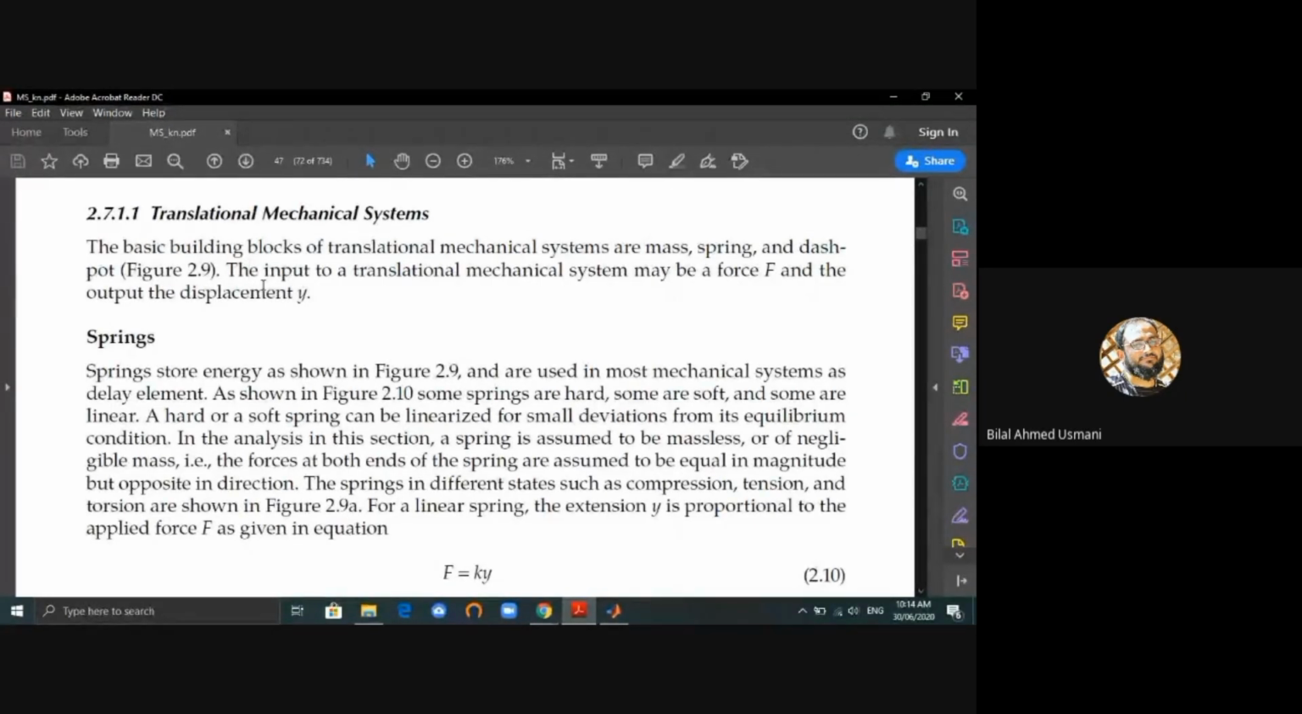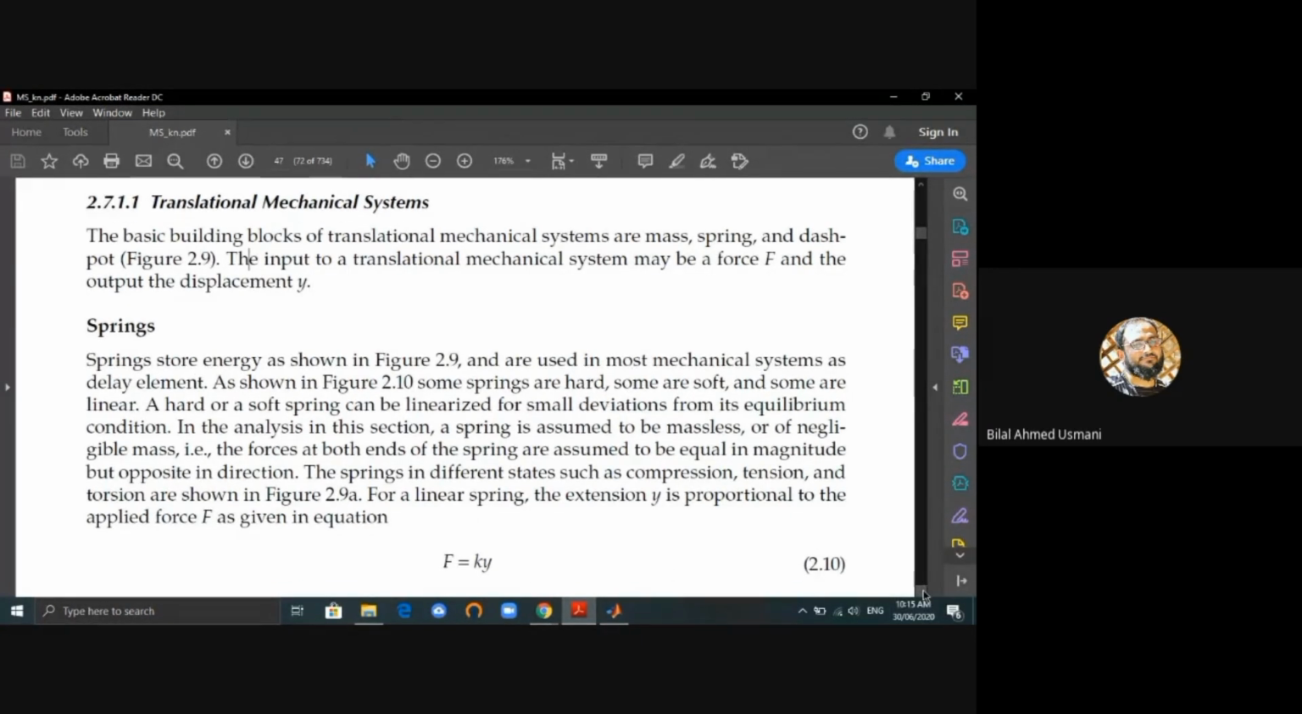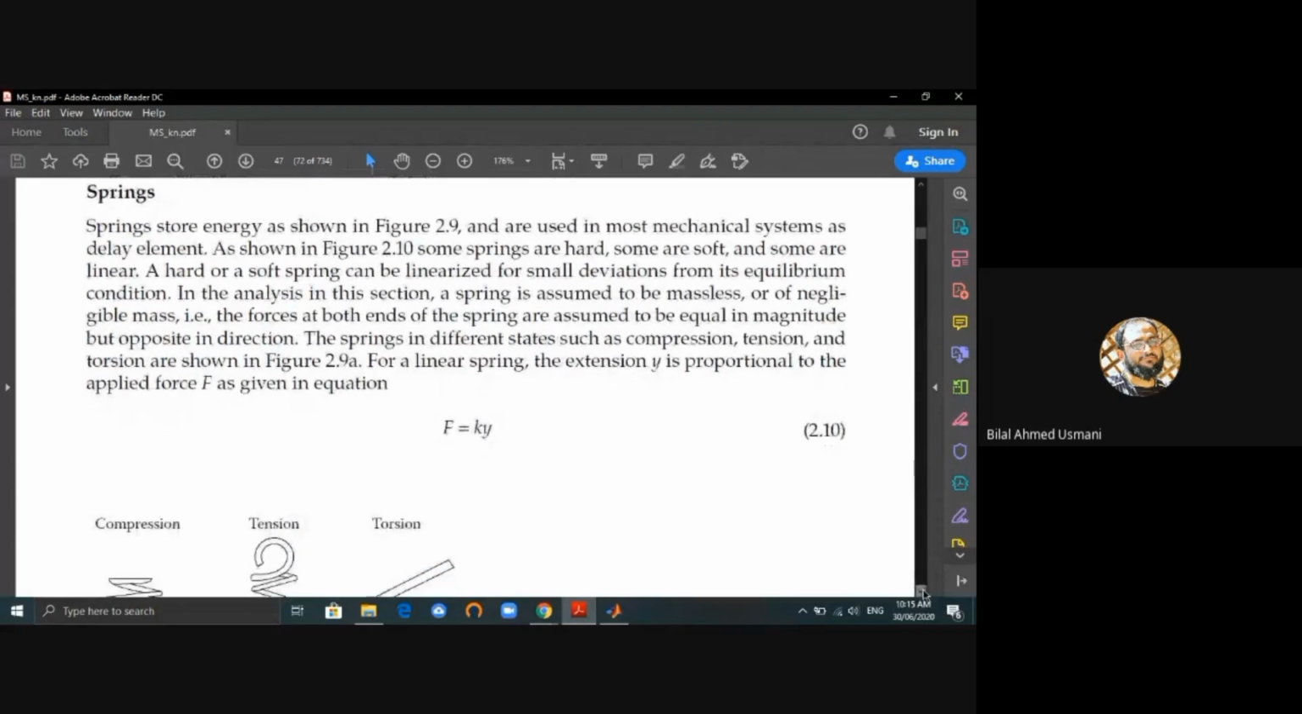So first thing is spring. Whenever you have a concept of spring, always remember Hooke's law. Force is directly proportional to the extension in the spring. So springs store energy as shown in figure 2.9 and are used in most mechanical systems as delay elements. So they can cause delay of the response because they store energy for some milliseconds. As shown in figure 2.10, some springs are hard, some are soft, and some are linear. So there are certain types of springs.